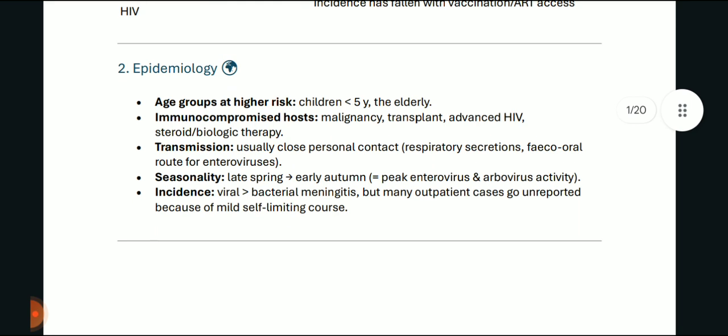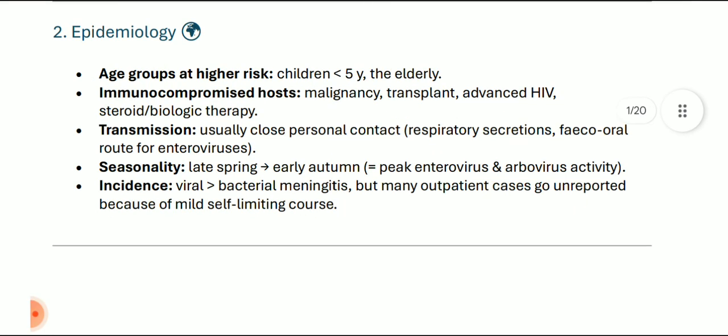Now, about the epidemiology, age groups at higher risk are children under 5 years of age and the elderly. As we have said already, meningitis is mostly bacterial, but in children under 5 years and the elderly, in whom immunity is compromised, viral meningitis can also occur. Again, it can occur in immunocompromised hosts like malignancy, transplant, advanced HIV, steroid, or biologic therapy. The transmission usually involves close personal contact like respiratory secretions, and the fecal-oral route for enteroviruses.